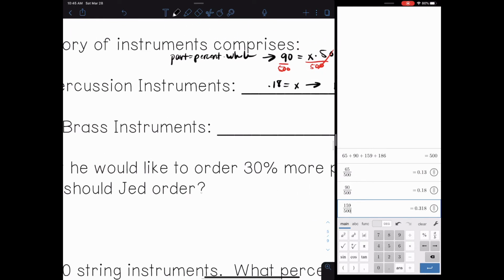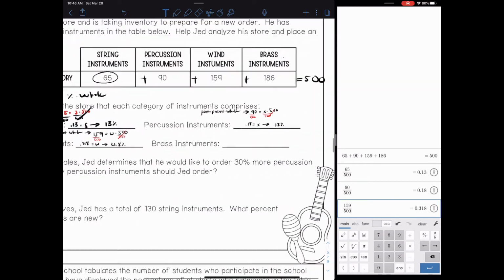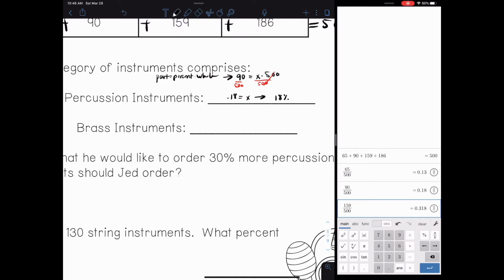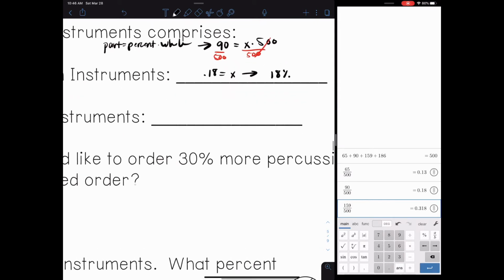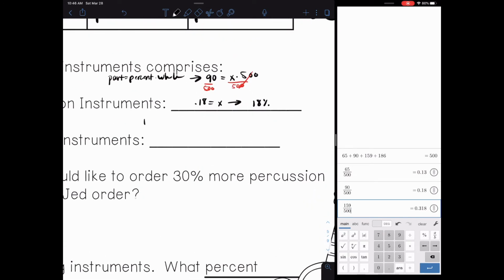Part equals percent times whole. Will it work? Will it work? Haha. Oh, snap, it did not work. Too much work. All right, part equals percent times whole. Well, how much is the part? In this case, how many brass instruments? 186 equals the percentage, which is what's missing. So put B times the whole. How much is this out of? 500.